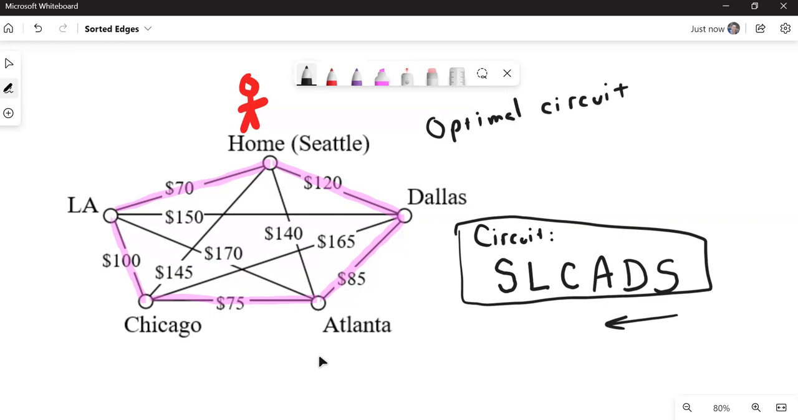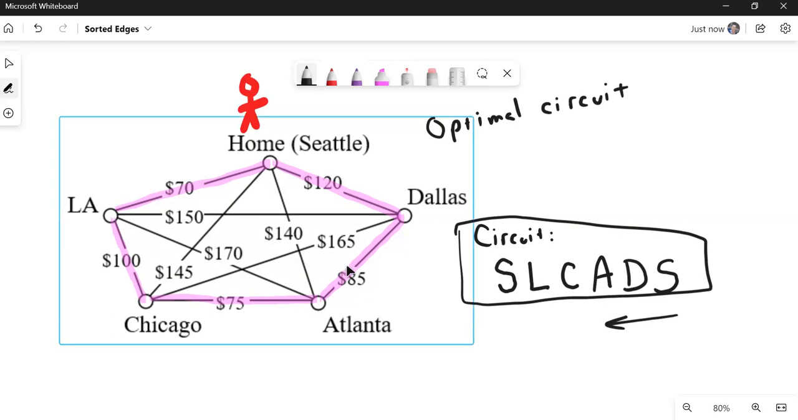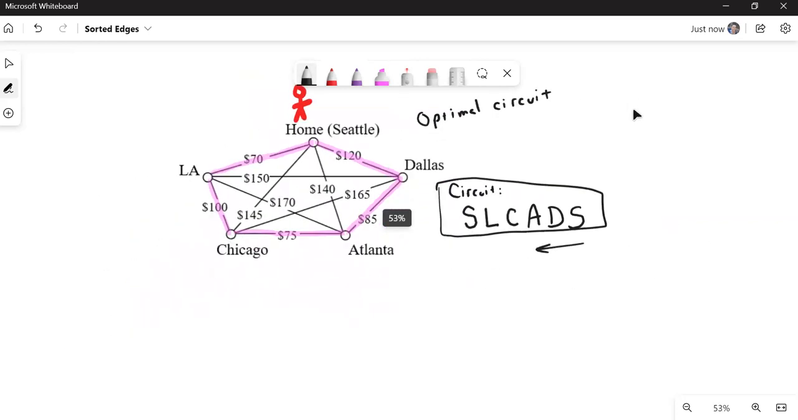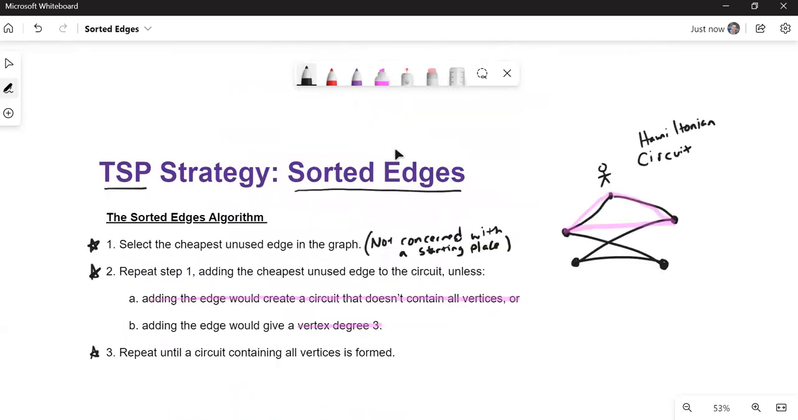Okay, time for you to practice. Now that you've practiced, I hope that you have a better understanding about the technique called sorted edges.